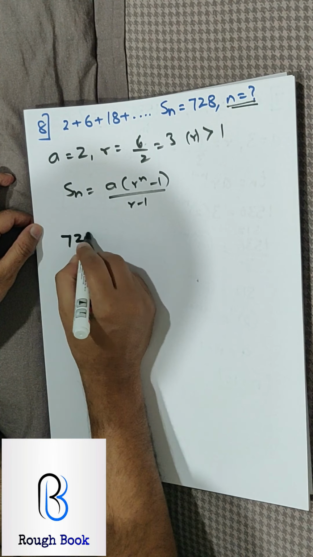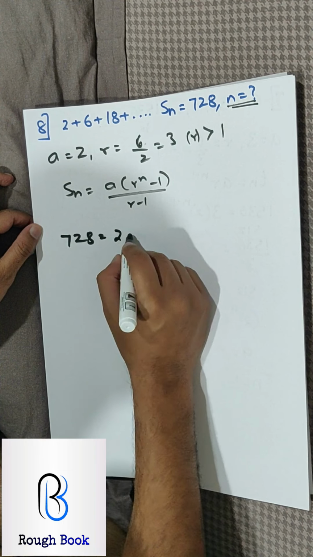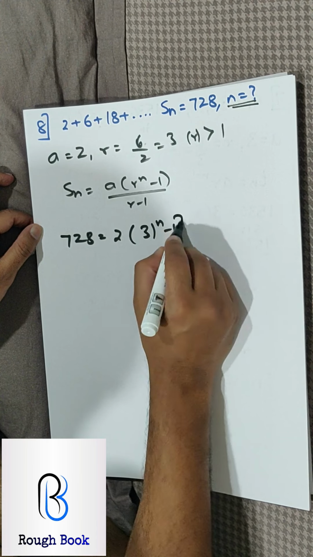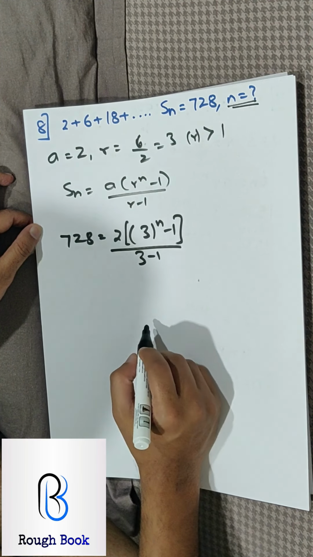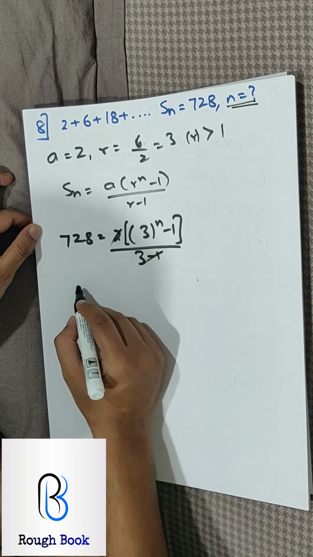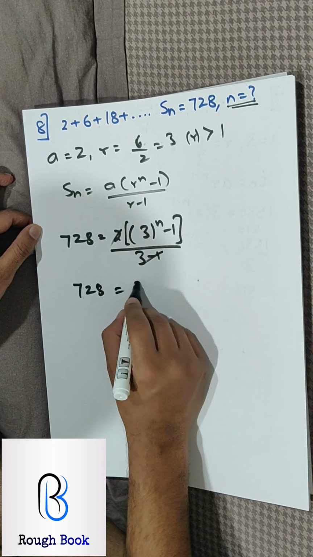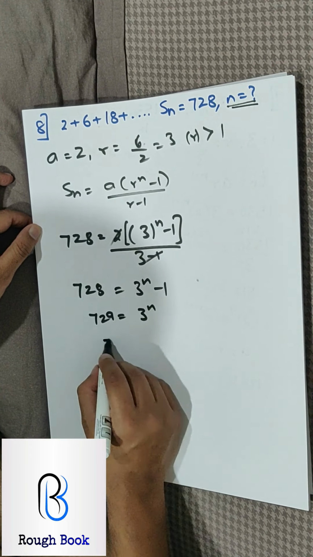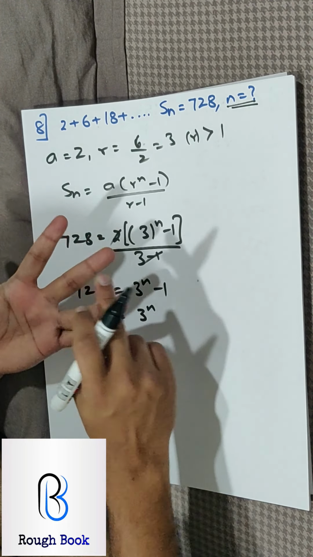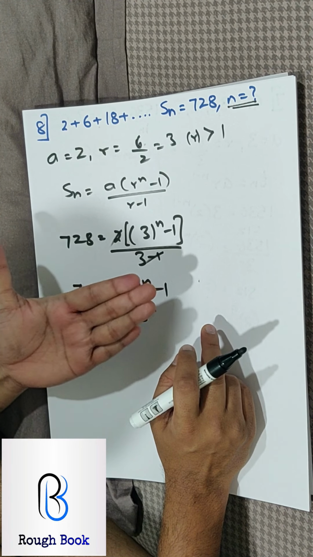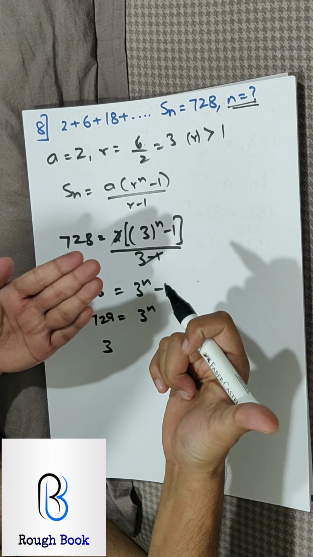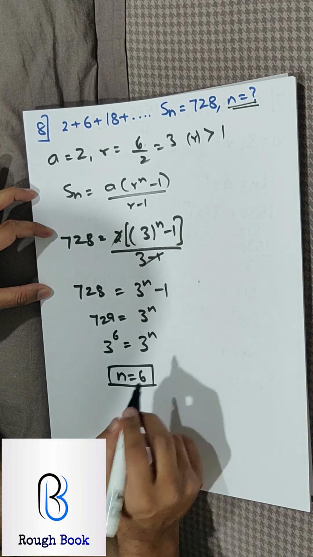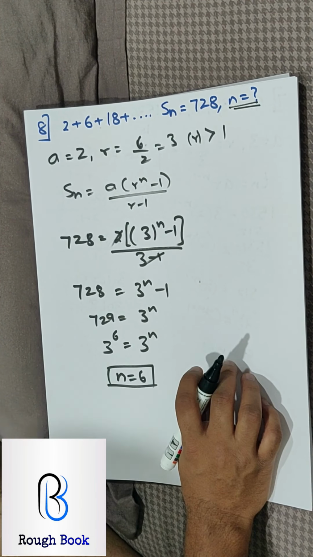So Sn is 728. A is given to you as 2. R is 3 raised to n, n is unknown, minus 1, upon 3 minus 1. So 3 minus 1 is 2, and 2 and 2 get cancelled. 728 is equal to 3 raised to n minus 1. Minus 1 goes there, so 729 is 3 raised to what? 3 3s are 9, 9 3s are 27, 27 3s are 81, 81 3s are 243, into 3 is 729. So I get 3 raised to 6. So my n becomes 6. So we managed to get the last one. So you can write this.